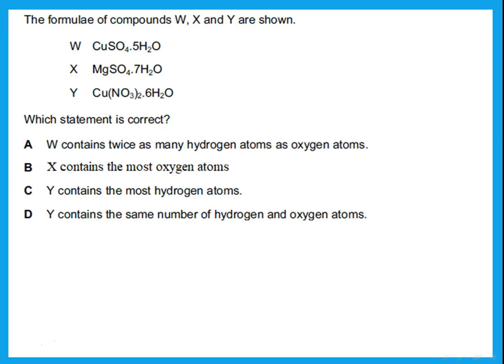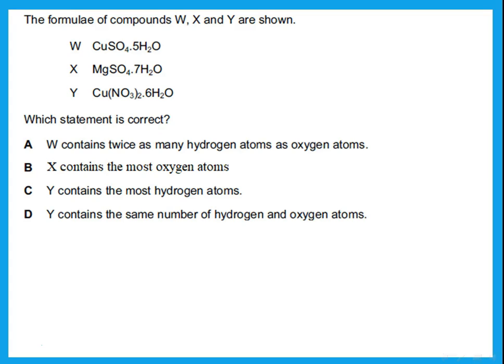Now, the next one says Y contains the most hydrogen atoms. Are you following how to calculate? How many hydrogen atoms in Y? In Y, I only have 2 times 6, and that's 12 hydrogen atoms. In X, I have 2 times 7, and that's 14. In W, I have 2 times 5, and that's 10. So actually, X has more hydrogen atoms.